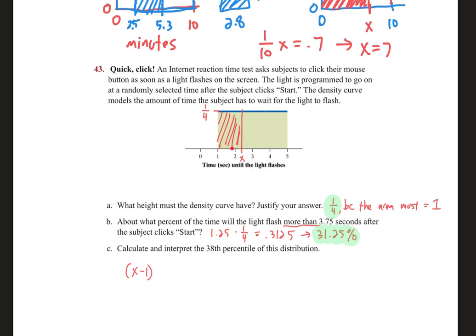Okay, so that's this width times the height, and that'll be the area, and we want that area to be 0.38 in order for that value to be at the 38th percentile. Okay, and then we can do different things. I'll times both sides by 4 to get rid of the 1/4. We'll times both sides by 4, just algebra.